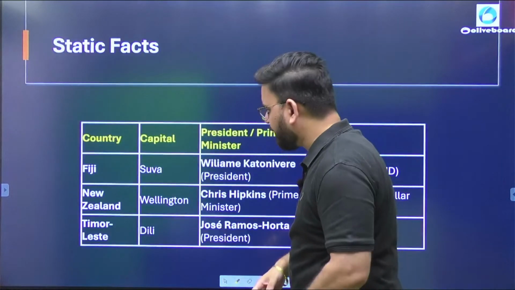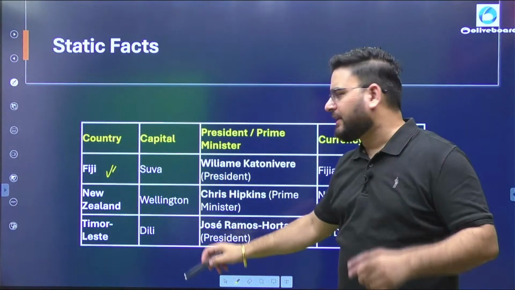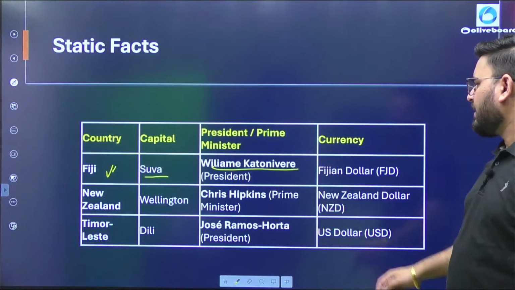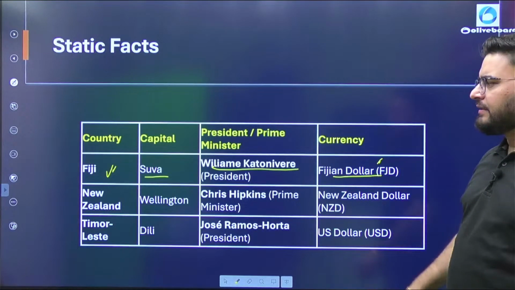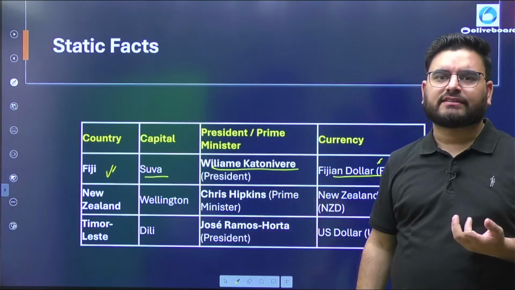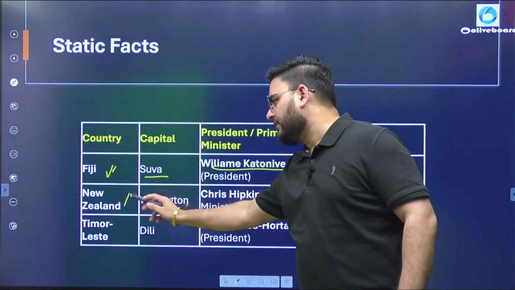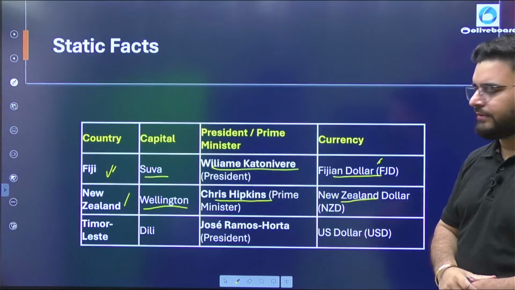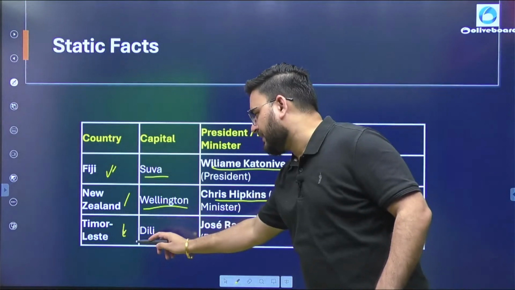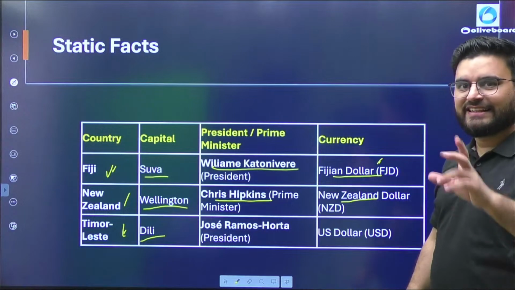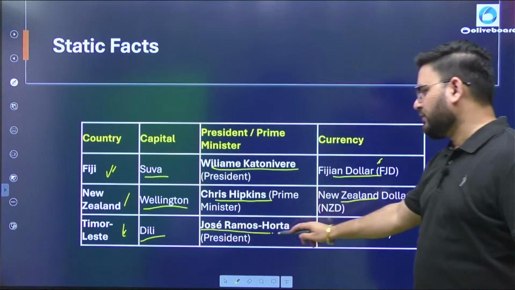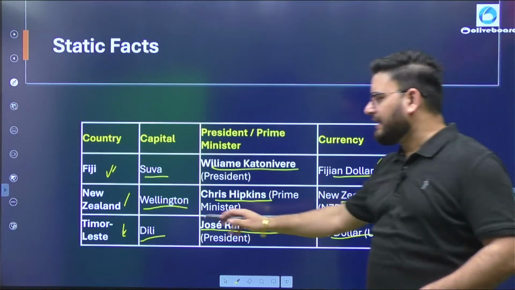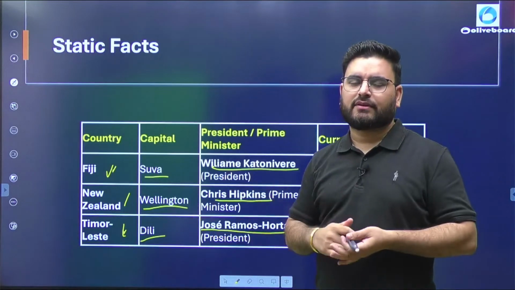So the static fact we have to read is Fiji. The capital is Suva, the president is William Katonivere, and the currency is the Fijian dollar. Fiji and Timor-Leste are islands in the Pacific Ocean. New Zealand, we all know the capital is Wellington, the Prime Minister is Chris Hipkins, and the currency is the New Zealand dollar. Timor-Leste, the capital is Dili. Not Delhi, Dili. The president is Jose Ramos Horta, and the currency is the US dollar. Please remember the names of these persons.